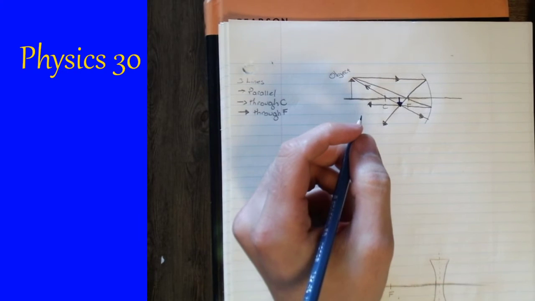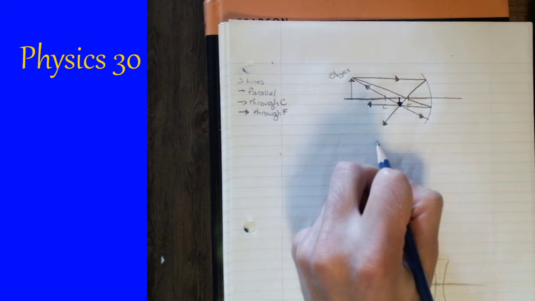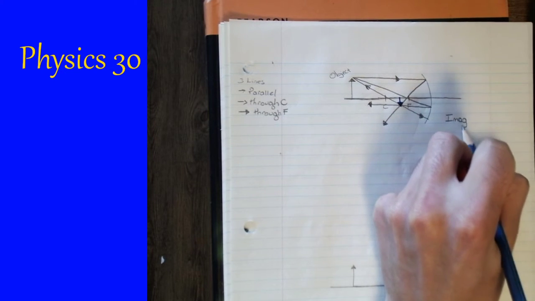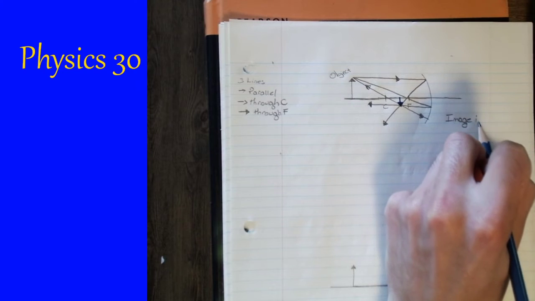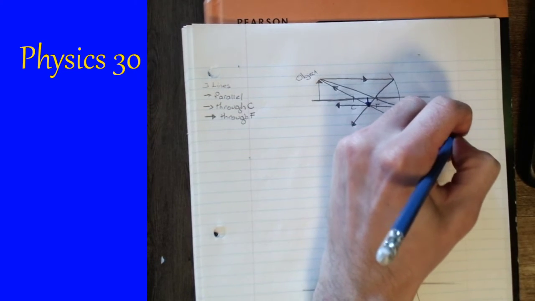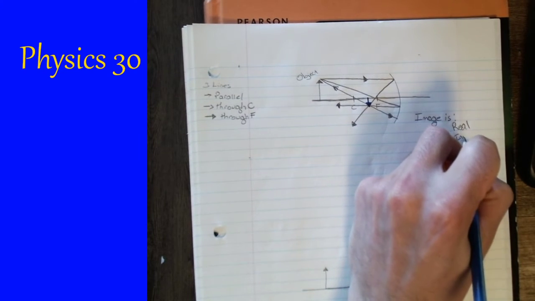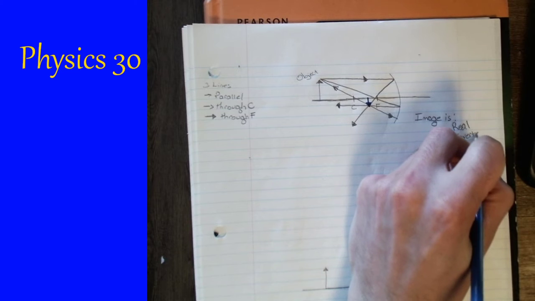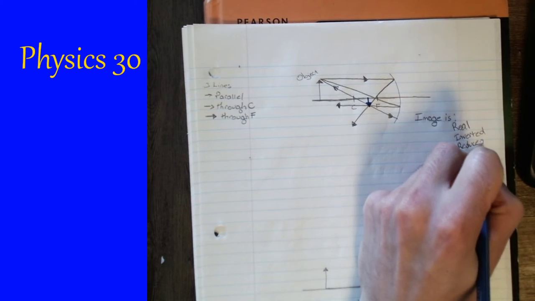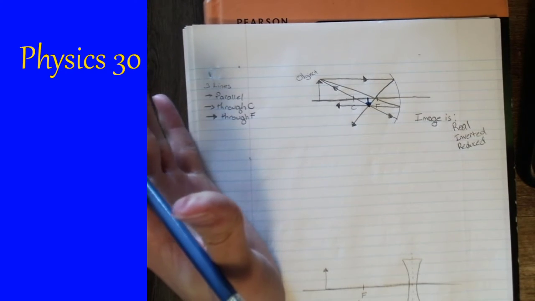Based on this, we can tell a few things. We can say, just by drawing, that our image is real, inverted, and it would seem reduced. So that's just by drawing.